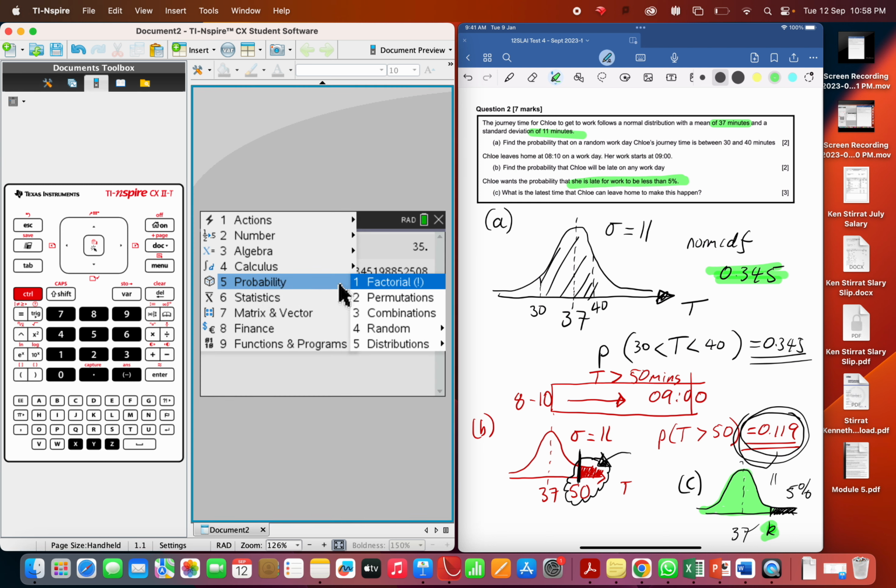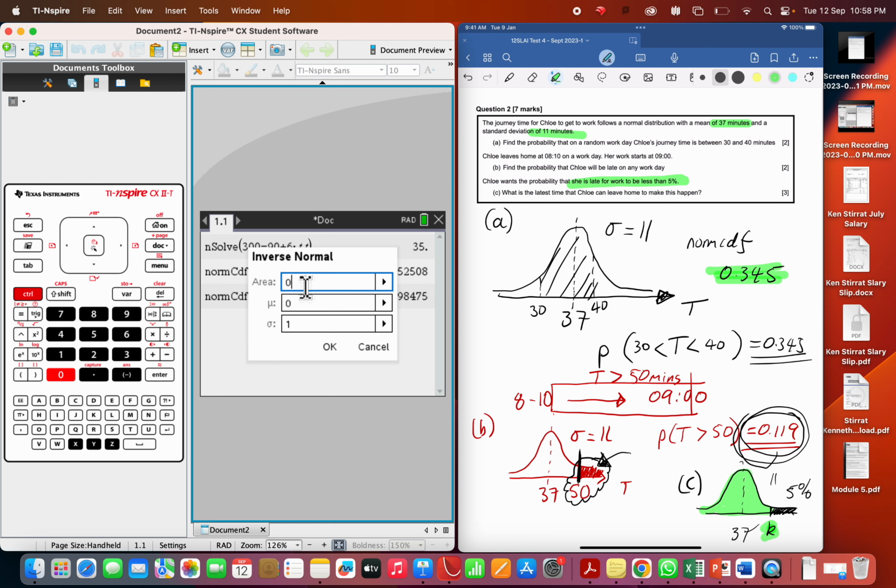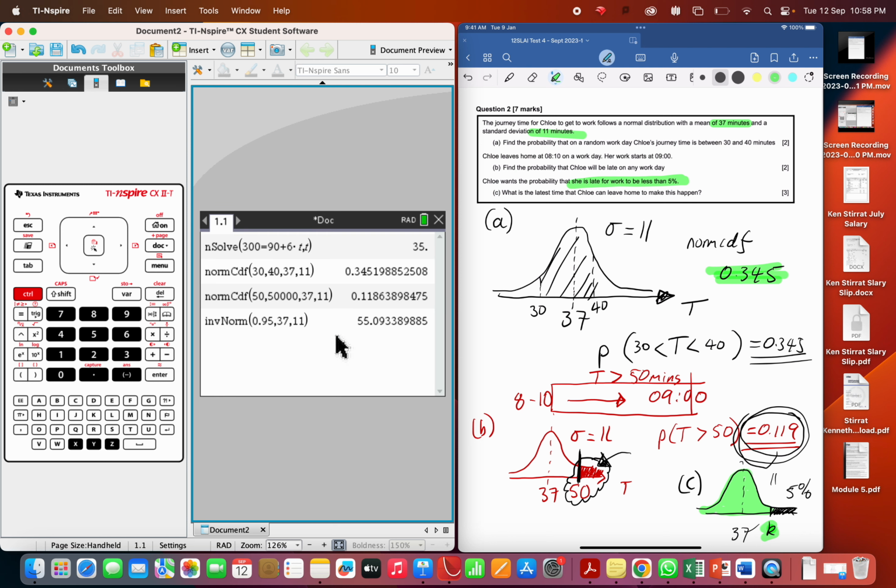Menu, probability, distributions, inverse norm, 0.95 first. Mean again is 37. Standard deviation is still 11. And that is 55.1. So we're not quite finished yet. We've got k equals 55.1.